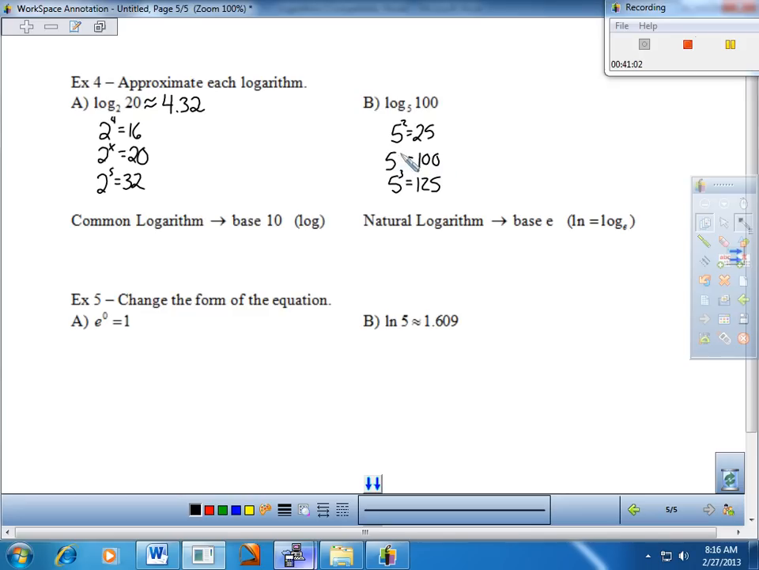So I'm asking myself, 5 to the what is equal to 100? I'm hoping you can see it's in between 2 and 3, and it's got to be probably closer to the 3. As a matter of fact, the calculator gave me about 2.86. Does that sound reasonable? Remember, the answer to the logarithm is the exponent in that base. That's the key. I'm hoping that's really solidified at this stage.